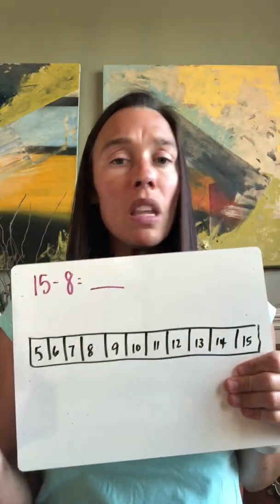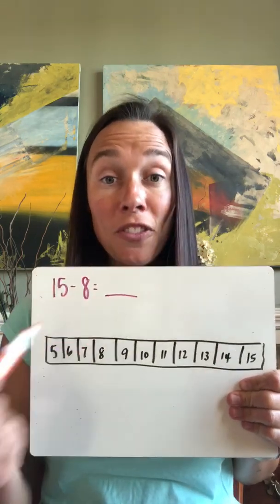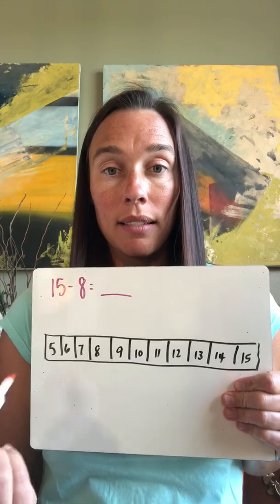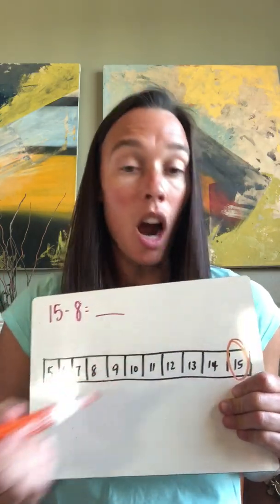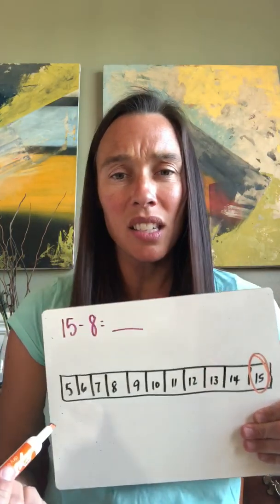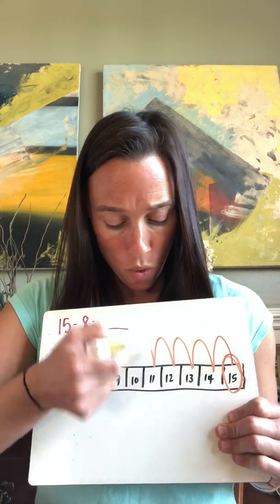Okay, so now let's take a look at our number line. Same kind of problem. So we had 15 take away 8. Well, where should I start on my number line? Okay, let's start at 15. All right, so now I need to bounce back to 10. How many bounces till I get to 10? That should be easy. 5. 1, 2, 3, 4, 5.